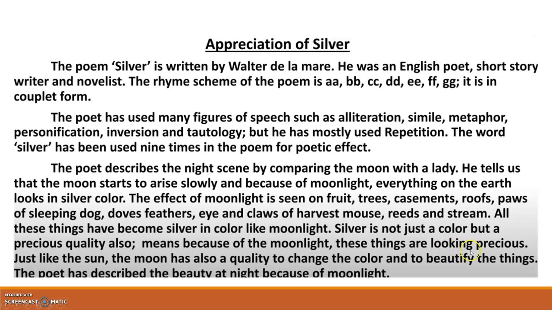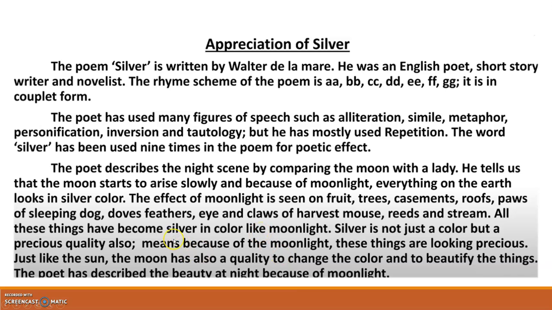All these things have become silver in color like moonlight. Silver is not just a color, but a precious quality also. Means, because of the moonlight, these things are looking precious. Just like the sun, the moon also has a quality to change the color and to beautify things. The poet has described the beauty at night because of moonlight.